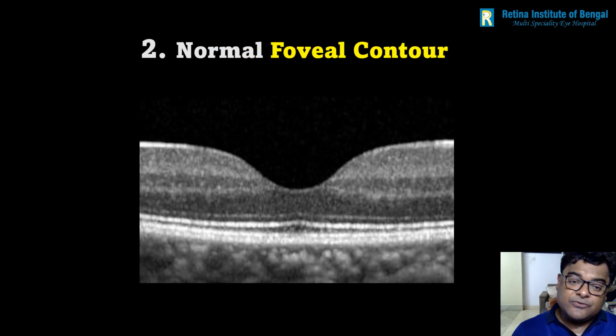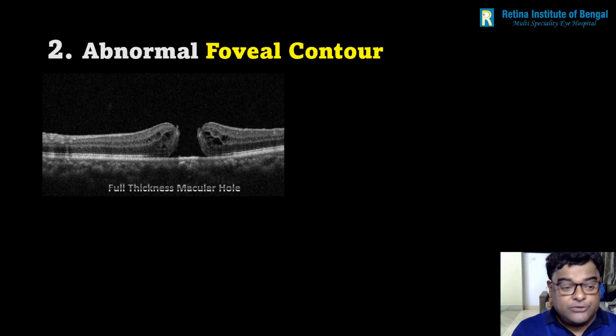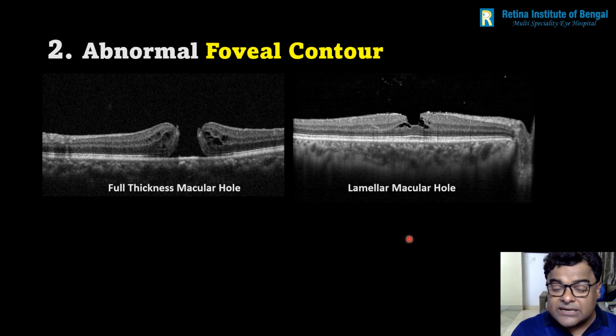Next, look at the foveal contour. So this is how the normal foveal contour looks. Now here again, you may have a break in the foveal contour like this. So this is a macular hole, a full thickness macular hole. Or there may be a partial distortion of the fovea with some splitting of the retina. This is a partial thickness macular hole or lamellar hole.